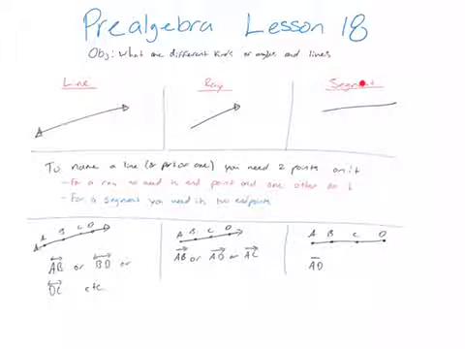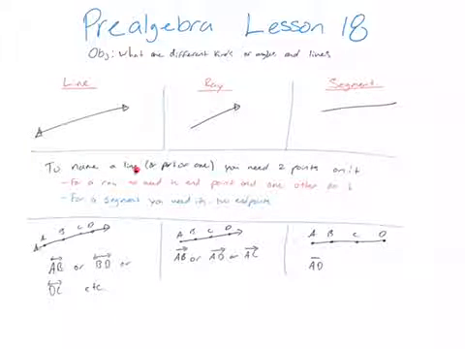And then a segment is where you take a chunk of a line. So you cut off both ends, and then you have what we call a segment, which is a piece of a line. And segments can be measured, right? Because you have a starting point and an end point, so you could measure a segment. Whereas lines and rays are infinite in length, so you can't actually measure them.